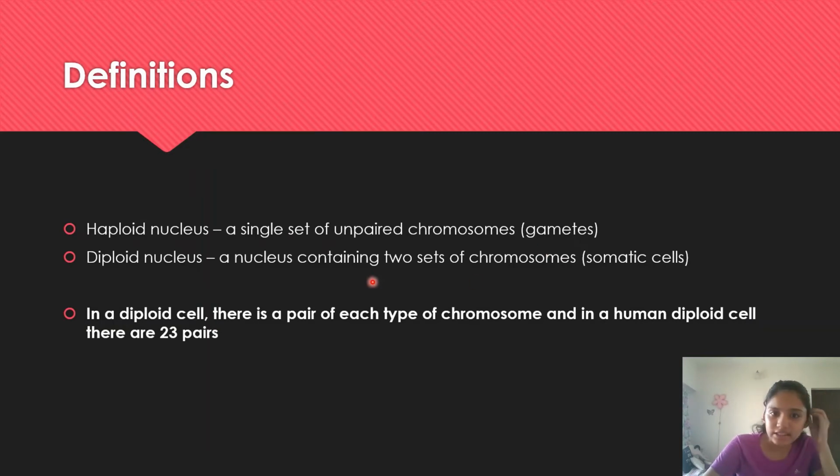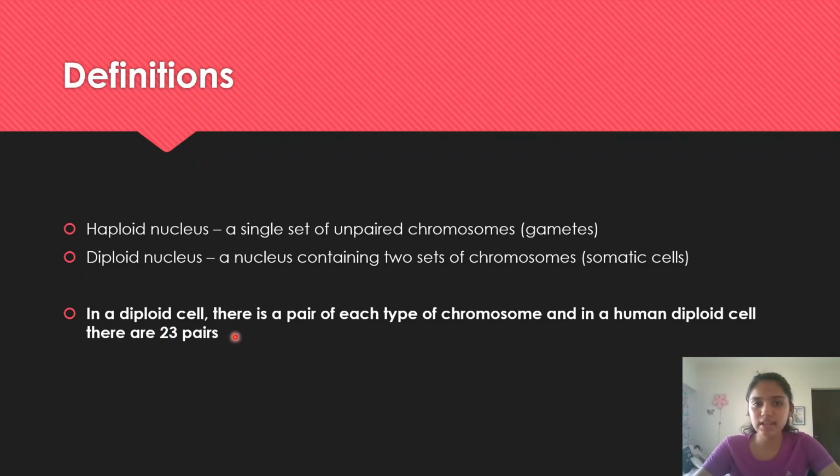Now again, definitions. We're going to the next part of the chapter. A haploid nucleus is a nucleus that has a single set of unpaired chromosomes, which is basically found in gametes. Now, gametes are sex cells, so your sperm and ovum, egg cells, sperm cell, egg cell, they're your gametes. A diploid cell is a nucleus containing 2 sets of chromosomes, which is found in somatic cells. Somatic means body cells. I didn't know these terms until I read the textbook, so don't feel shy to ask questions or anything.